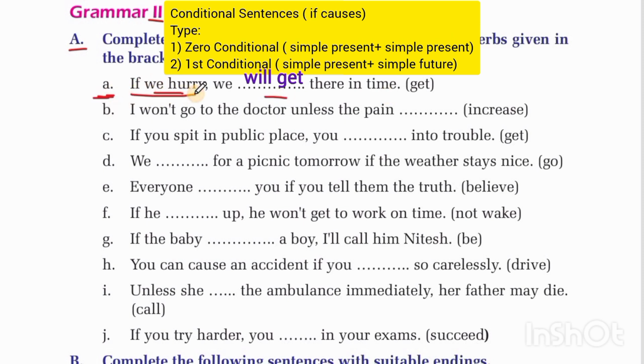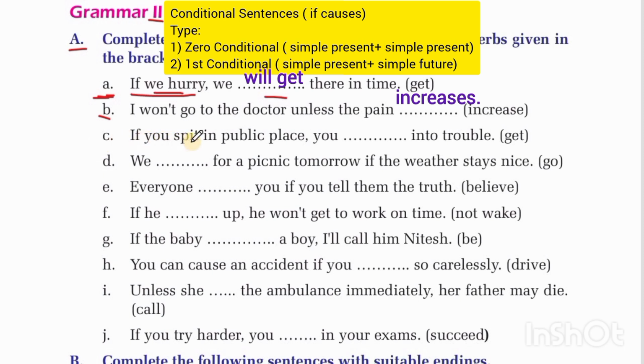Simple present verb 1 plus simple future will plus verb 1. B. I won't go to the doctor unless the pain increases. Again, first conditional. I won't go to the doctor means I will not go. Will not plus verb 1. Simple future. Unless the pain increases, verb 5, simple present. So simple present plus simple future, first conditional.